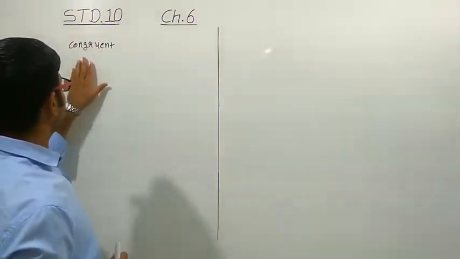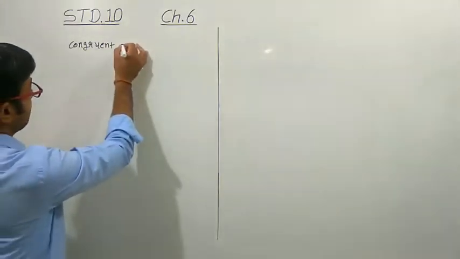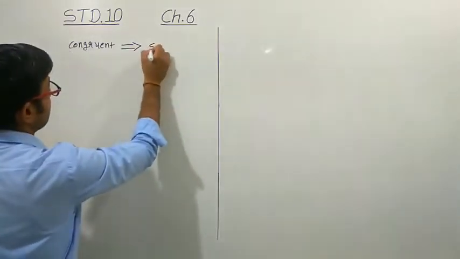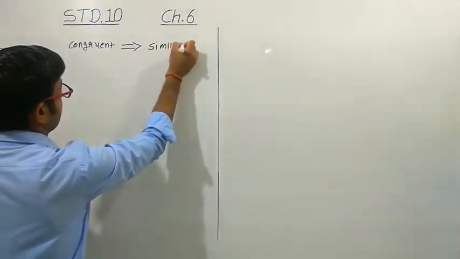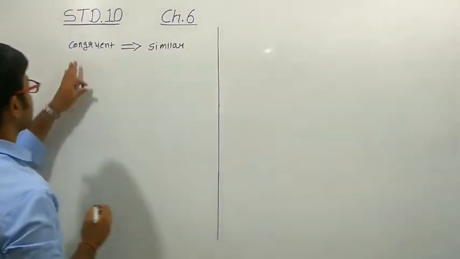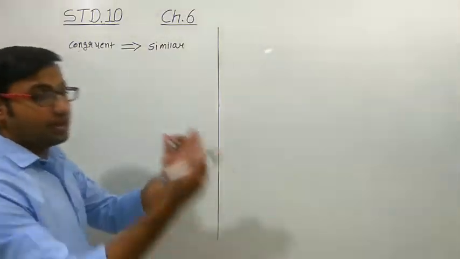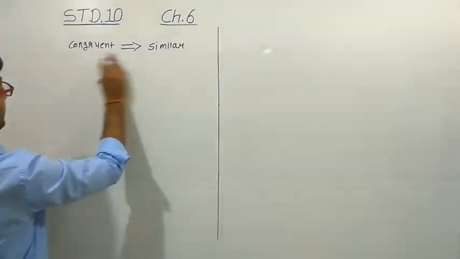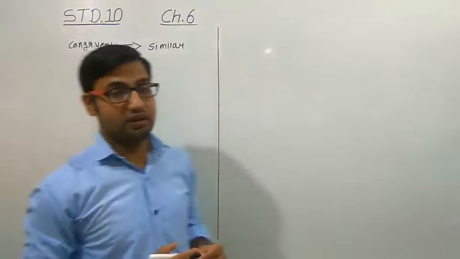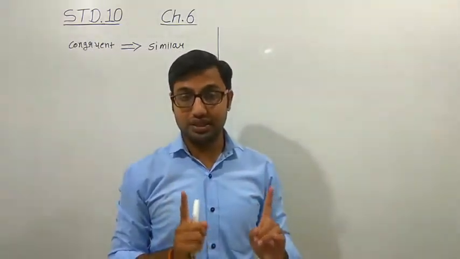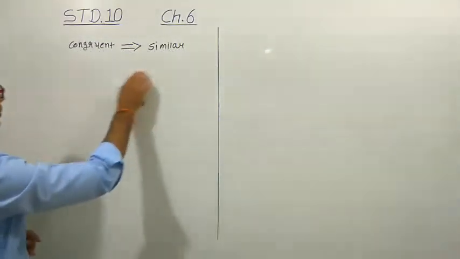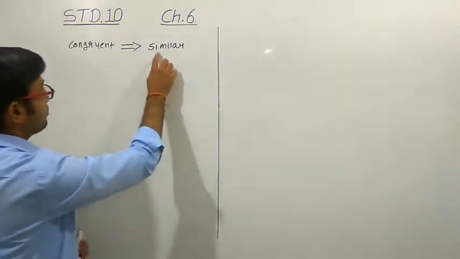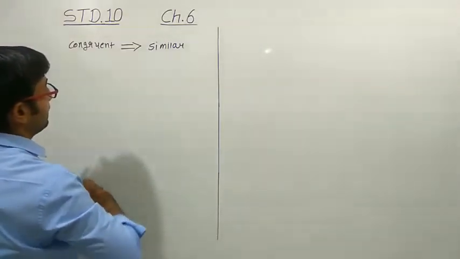So we can say that if the two triangles are congruent, then the two triangles must be similar. If the two triangles are congruent, they must be similar. But the converse is not true. If the two triangles are similar, then they cannot always be congruent. It is not possible in all the cases. Remember, it is not possible in all the cases. In some cases, it is possible, right? So this is the most important thing that you have to keep in mind, right?